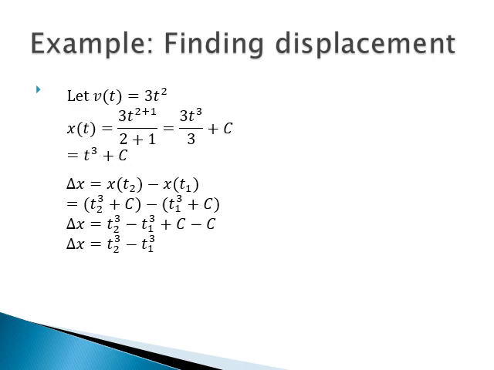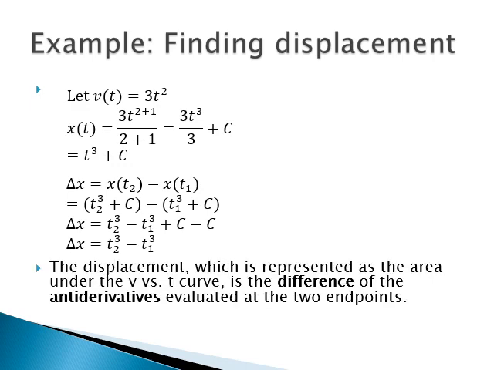So for example, let us say we had this. Let us say our velocity function was 3t squared. That means that our position function must be something like, well, we know how to do this. Take the antiderivative of a power function. So the antiderivative of 3t squared would be t cubed plus c. The displacement then from time t1 to time t2 would just become t2 cubed minus t1 cubed.